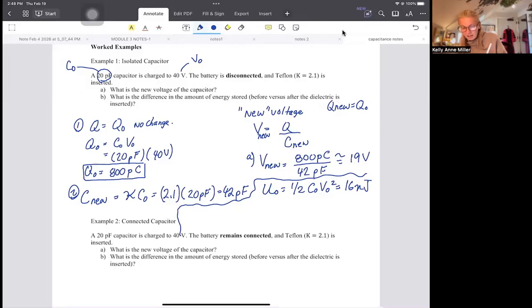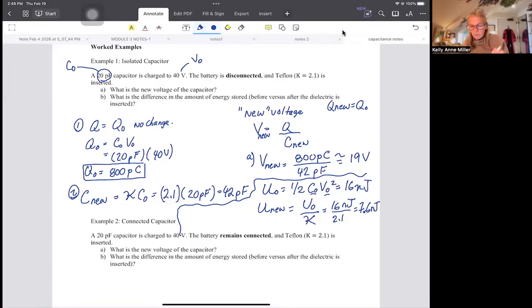And then I can actually calculate, this is kind of a neat shortcut, the new potential energy just by taking the original and dividing it by kappa. You can substitute in the new values for C and V and multiply the numbers out, and you should get the same answer. But a shortcut is just to take that 16 nanojoules and divide it by kappa. And that gives you how much the new energy is. And it's reassuring that it went from 16 to 7.6.